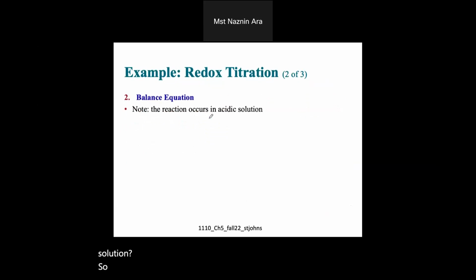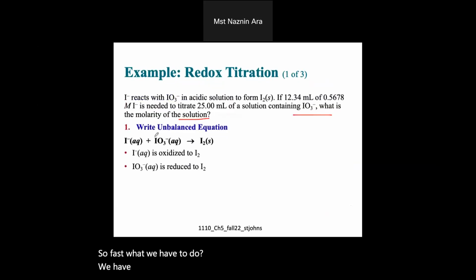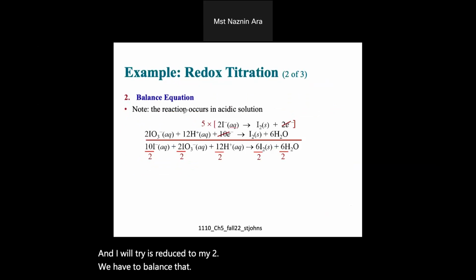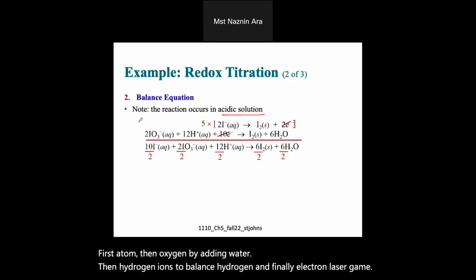So first, we have to write the unbalanced equation. We can see that iodide is oxidized to I2 and IO3 is reduced to I2. Now we have to balance the reaction. The reaction occurs in an acidic solution. We do it in the similar way: first balance the atoms, then oxygen by adding water, then hydrogen ion to balance hydrogen, and finally electron loss or gain. So here is our balanced equation.